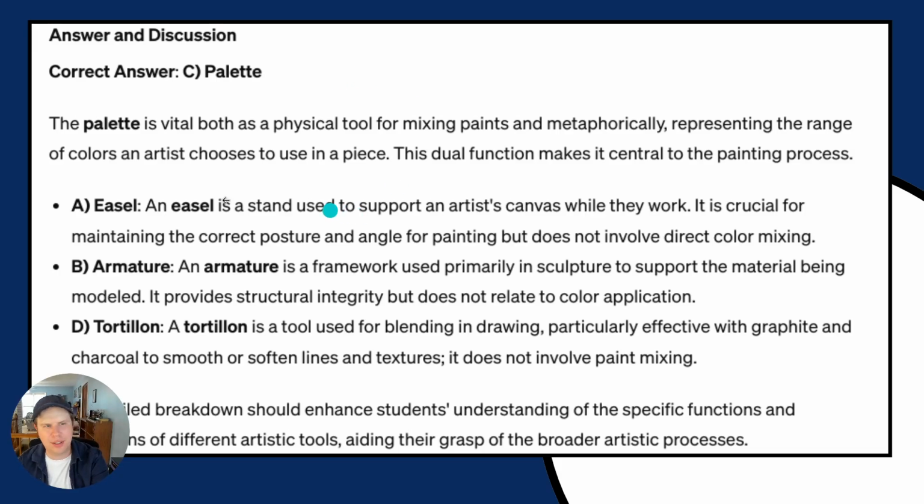Now, some terms we didn't look at but are important to know would be the easel. It's a stand used to support the artist's canvas while they work so they can paint. It's crucial for maintaining the correct posture and angle for painting, but it doesn't have anything to do with color mixing. The armature is a framework used primarily in sculpture to support the material being modeled. It provides structural integrity but does not relate to color application. And a tortillon is a tool used for blending in drawing, particularly effective with graphite and charcoal to smooth or soften lines and textures. It does not involve paint mixing.